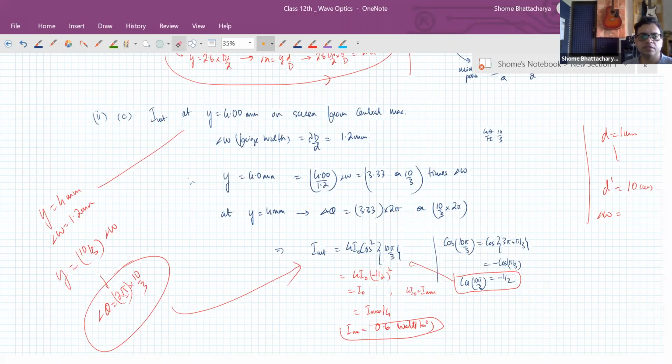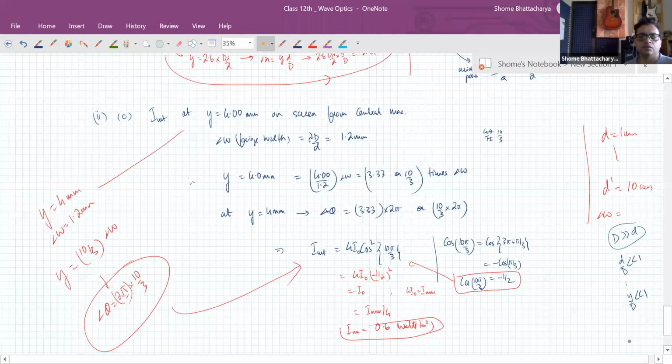Okay. That is the point you have to understand. So whether you are practically executing this experiment or you're doing theoretical calculations like we're doing here, it is crucial that the experiment has that thing in place, that capital D should be many orders of magnitude larger than small d, so that d by D is very small compared to 1. So accordingly, y by D is also very small compared to 1. So sine theta becomes tan theta.